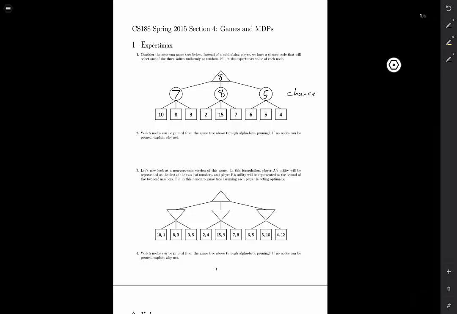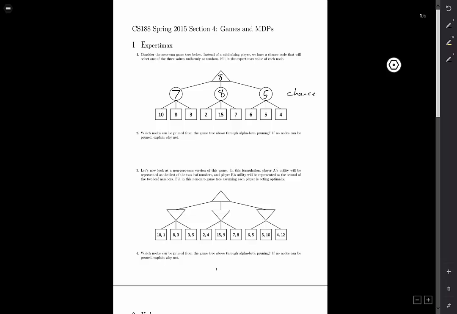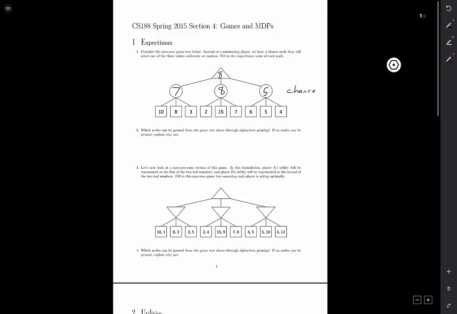Now question 2 asks us which nodes can be pruned from the game tree above through alpha-beta pruning. If no nodes can be pruned, explain why not. So in alpha-beta pruning, normally for minimax, when we're considering one node, at some point we would never even consider this branch because the other branch was somehow better. But the problem with expectimax search is that the value of a chance node depends on the value of all the children beneath it. So the answer is that no nodes can be pruned.